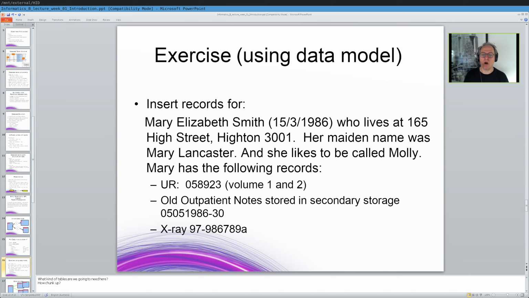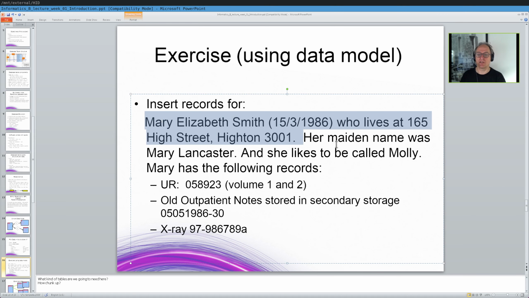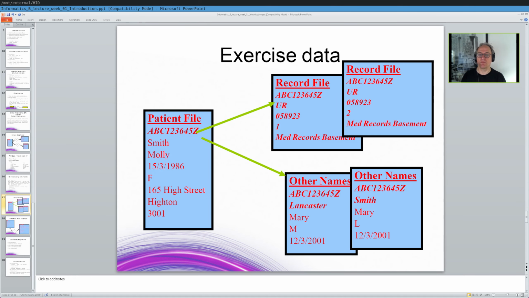How would we insert all this data into the database? Well, this is their main record, and their maiden name was Lancaster, so Mary Lancaster would be the data that goes in there. Pseudonym data, also called Molly, also pseudonym data. These are the UR records. So there's a few records of that. That's how you would store the UR records. These are how you would store the other records. Oh, I see. We've put Molly Smith in the patient file table, and the other names are here because she likes to be called Molly.